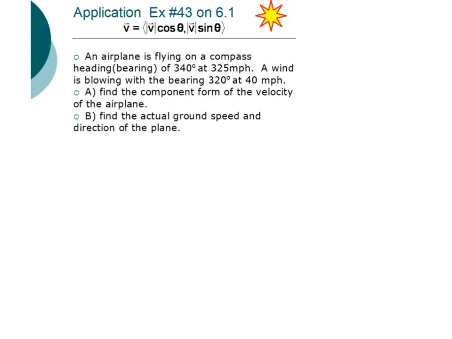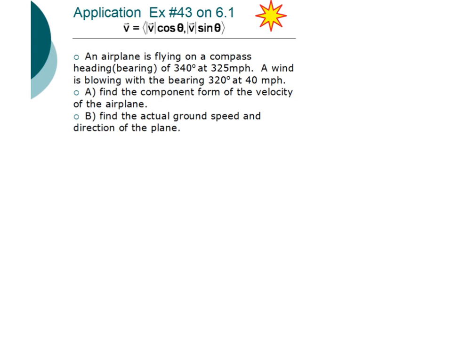Several steps involved. We have an airplane. It's flying on a compass heading, which is a way of saying a bearing, of 340 degrees, 325 miles per hour. So there's your direction and your magnitude of your vector. However, we have a wind that's blowing with a bearing of 320 degrees at 40 miles per hour. We have two parts that say find the component form of the velocity of the airplane and find the actual ground speed and direction of the plane.